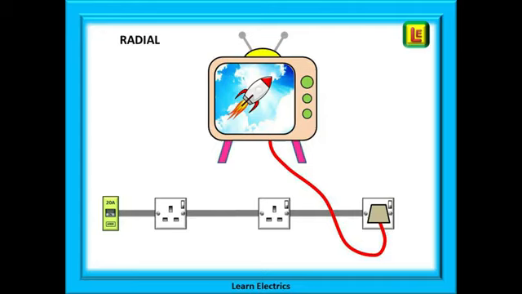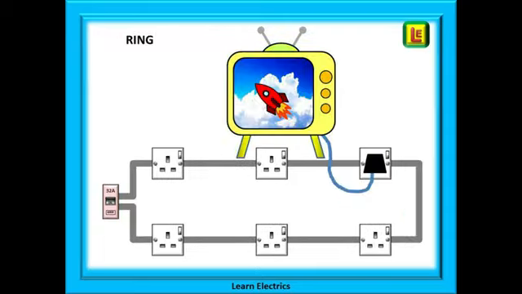Look at this slide of a radial circuit. The television is plugged in and everything is working correctly. Nothing is wrong with this radial circuit. And here is the next room, wired as a ring circuit and another television. Everything is working correctly, no problems.